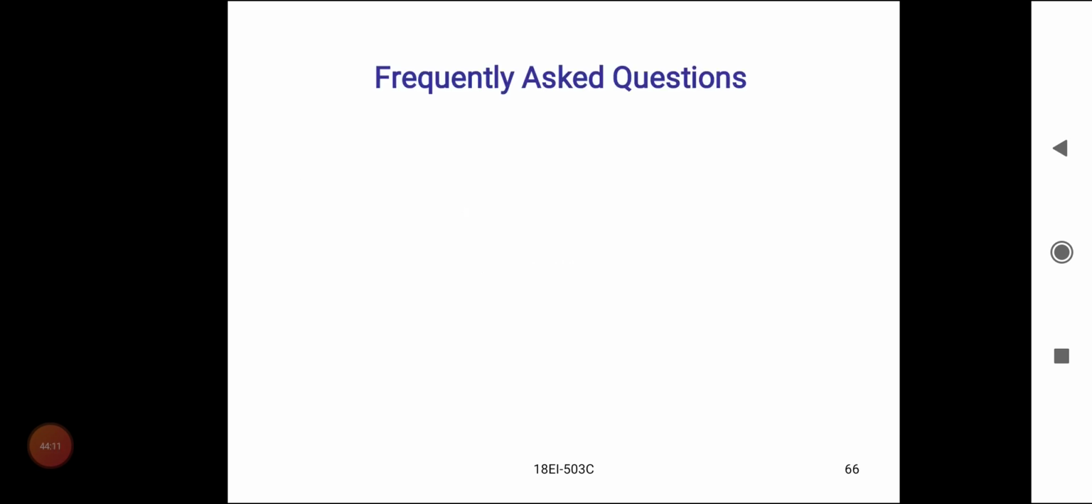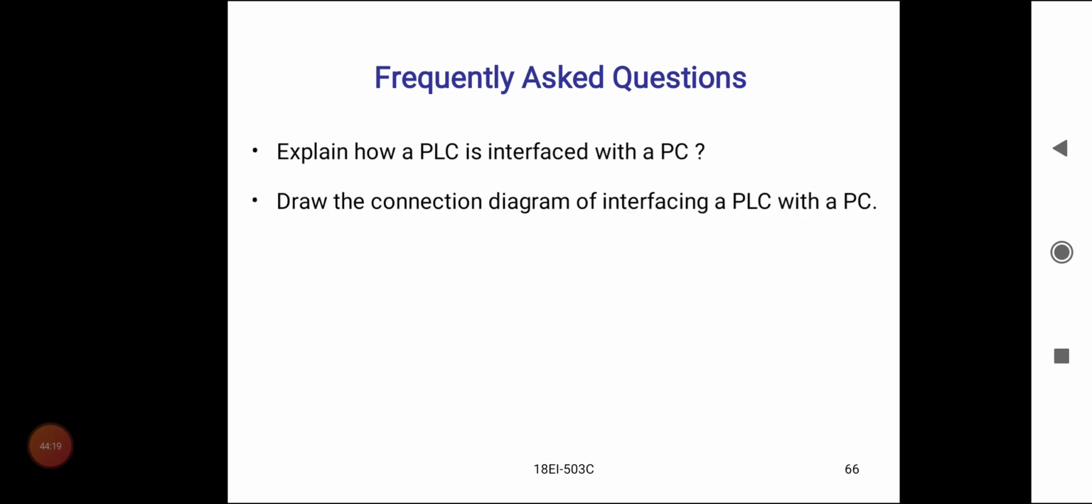Scanning. The frequently asked questions: Explain how a PLC is interfaced with a PC. Draw the connection diagram of interfacing a PLC with a PC. Explain the need of interfacing a PLC with a PC.